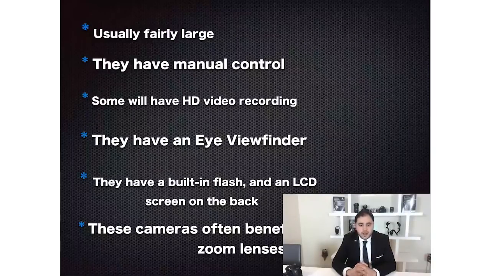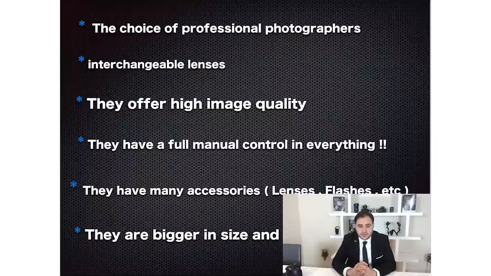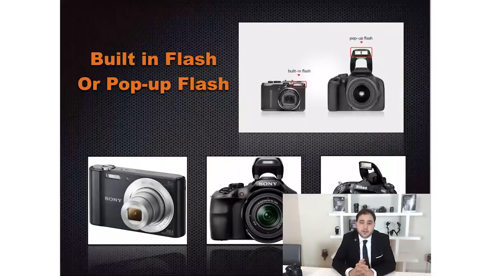Let me now talk about the professional cameras or DSLR cameras. These cameras are usually fairly large, they have manual control in everything, and of course they are the choice for professional photographers. They have interchangeable lenses, and they offer high image quality. They have full manual control in everything. They have many accessories, for example lenses, flashes, and many other things. They are bigger in size and more expensive.